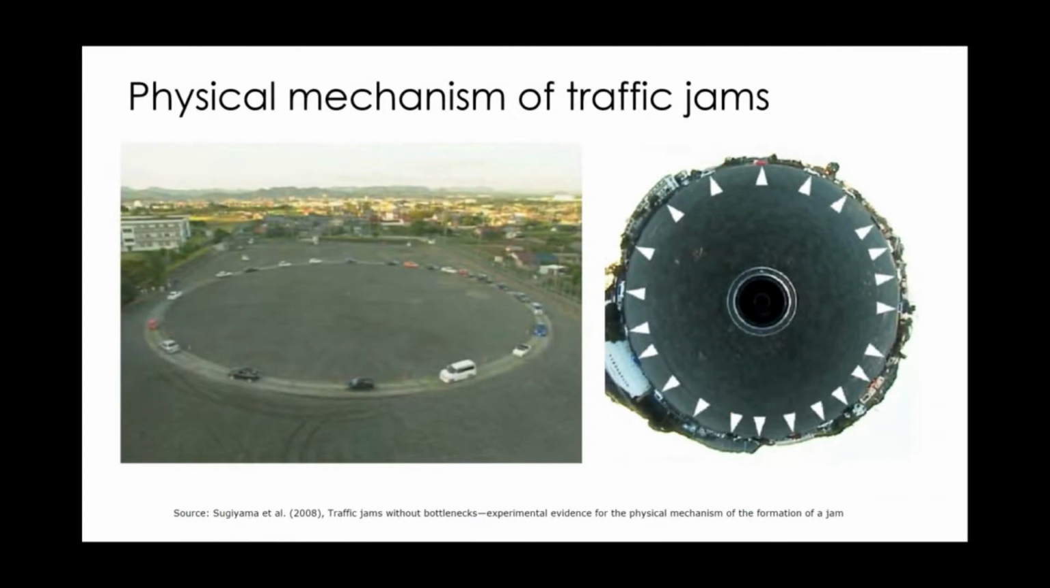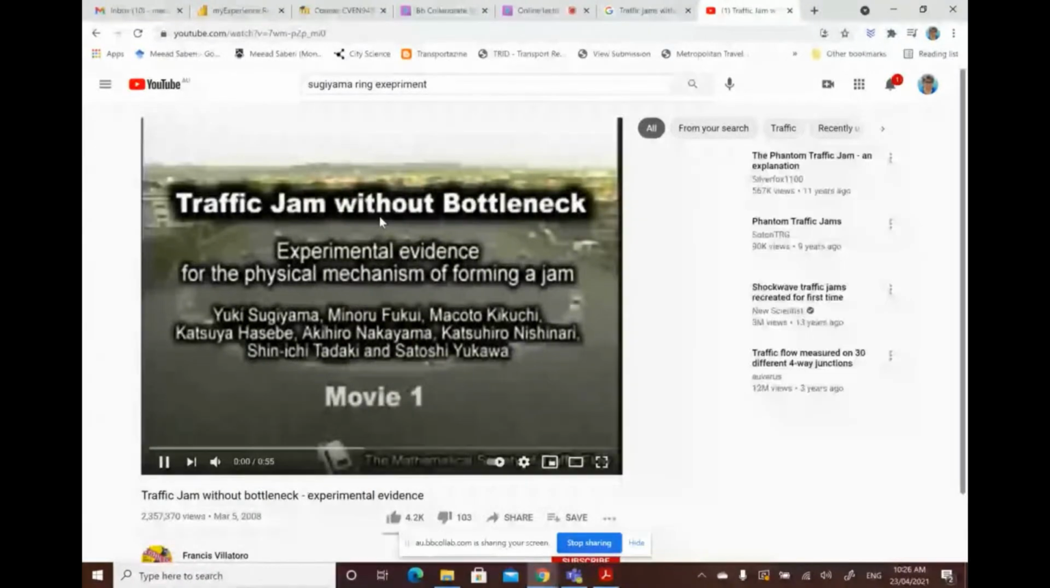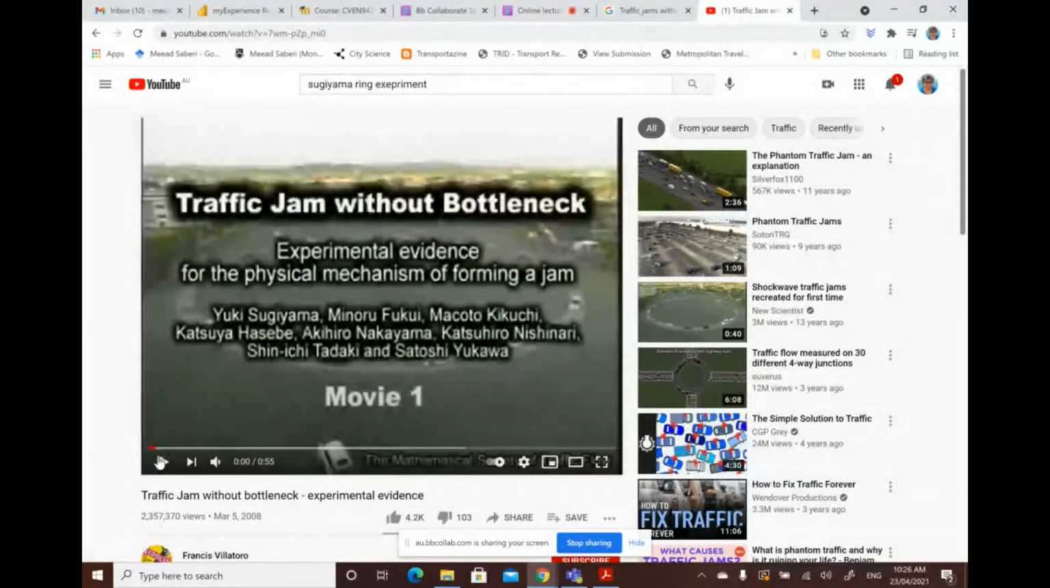We learned about the physical mechanism of traffic jams. Let me see if I can show you this original video. I'm not sure if I showed you this, but this is both the paper and the experiment. Let me show you the title again. This is experimental evidence for why traffic jams form on a road, by a group of Japanese scientists. And they wanted to show that we don't necessarily need to have a bottleneck on the road to see traffic jams. Without bottlenecks, without incidents, we can still have traffic jams.